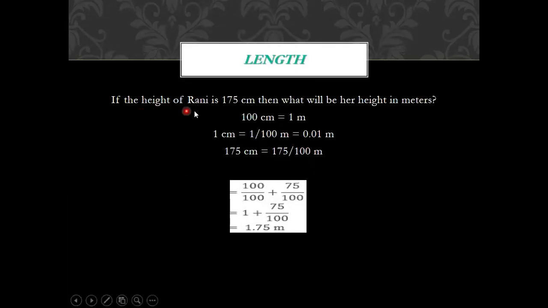Next, length. If the height of Rani is 175 centimeters, then what will be her height in meters? So you know that 1 meter equals 100 centimeters. So here 175 centimeters means what you will get, 175 by 100. So that means 1.75 meters you will get.